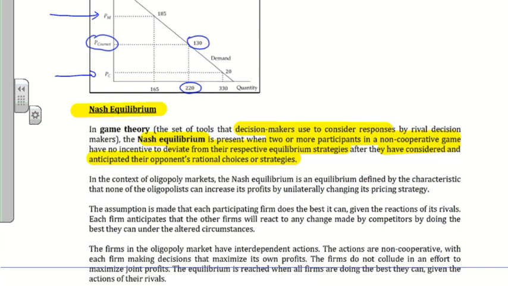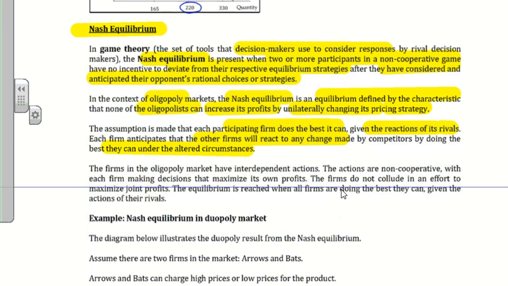Okay, how would we then relate Nash to an oligopoly? In terms of an oligopoly market, Nash equilibrium is the equilibrium defined by what? That none of them can increase their profits by changing their pricing strategy. They consider what the other one does, and everybody stays exactly the same. The assumption is made that each firm does the best it can given its reactions by its rivals. Each firm anticipates that the other firms will react to any change made by the competitors by doing the best they can under what we call the changed circumstances.